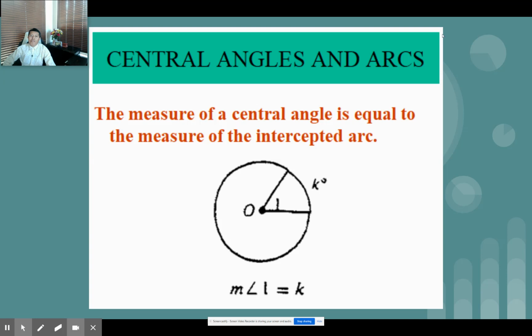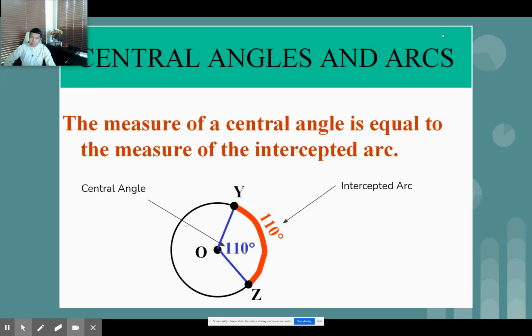The measure of a central angle is equal to the measure of the intercepted arc. So with this diagram, angle 1 is the central angle. So the measure of the angle 1 is equal to the measure of its intercepted arc, the one outside, labeled K. That's the arc K. So they should be equal to each other.